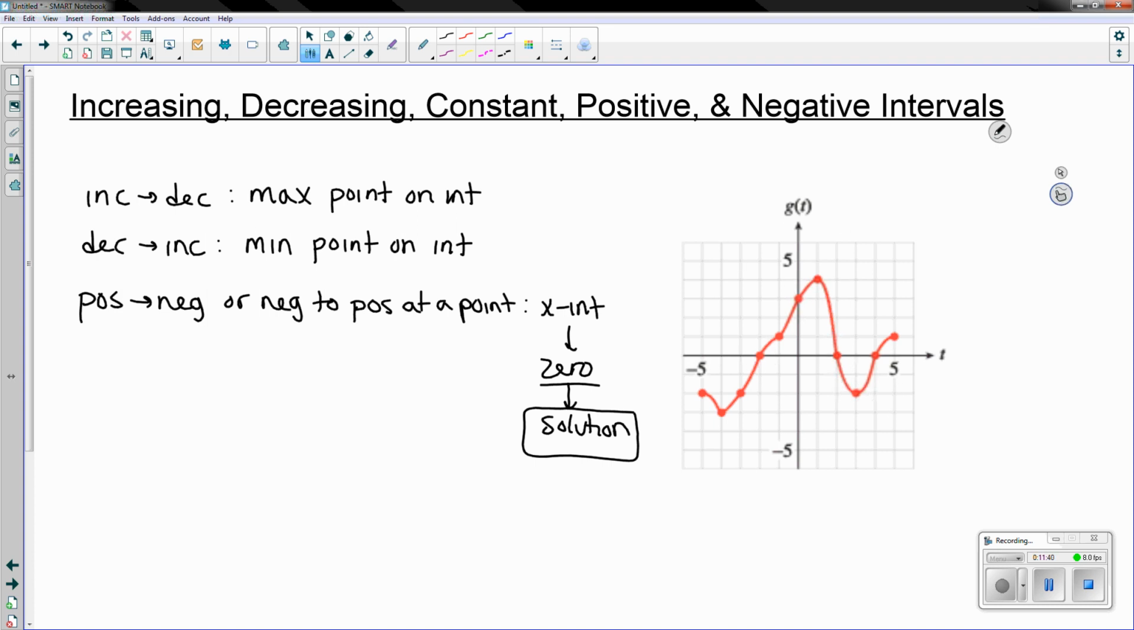So those are a couple things that we can come up with given our knowledge of what it means to increase, decrease, stay constant, or what it means to be positive and negative. And if we're given information about changes in those behaviors or characteristics, we can make some conclusions about, do we have a maximum on an interval? Do we have a minimum? Have we reached an x-intercept or a solution? So things like that. That's what you want to be thinking about given these new descriptions of functions and your knowledge of them.